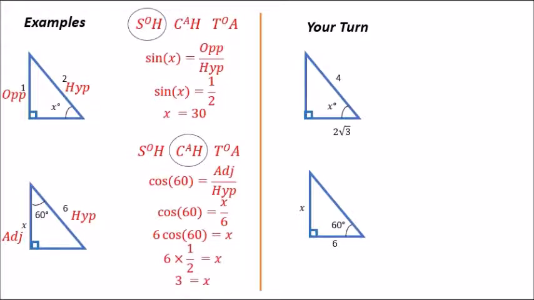So in this case, we have our adjacent side and our hypotenuse, therefore we're going to use cos. Cos 60 is adjacent over hypotenuse, therefore cos 60 is x over 6. I multiply both sides by 6, I get 6 cos 60 is equal to x. Now the exact value for cos 60 is 1/2. Therefore this is 6 multiplied by a half. So x is equal to 6 times a half, so x is equal to 3.